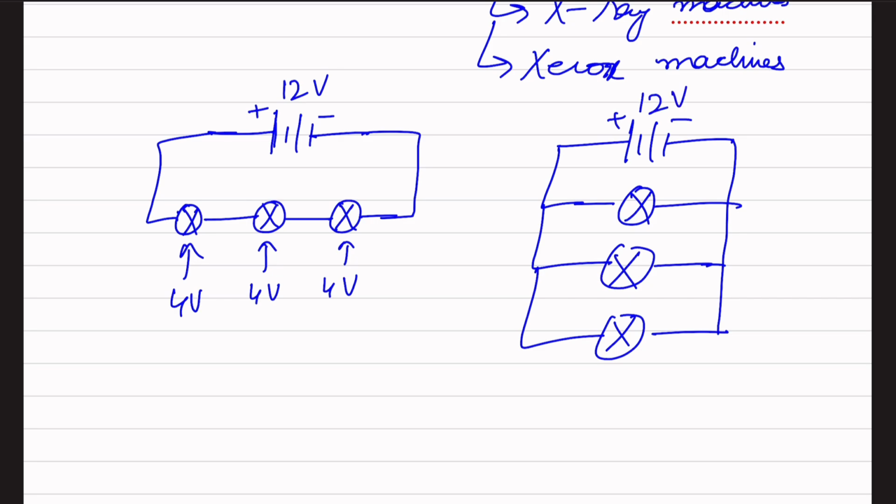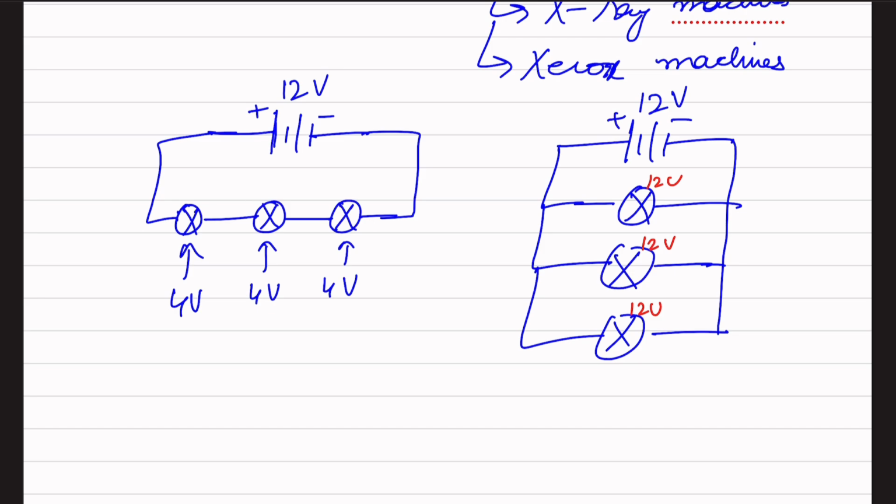So let's suppose this battery is 12 volts, then each of these bulbs will be getting 12 volts. In that case, the glow of the bulb will be higher than in the series circuit, because each bulb is getting 12 volts across its ends. That's why we use parallel circuits for connecting lamps or light bulbs. So that's the advantage of the parallel circuit.